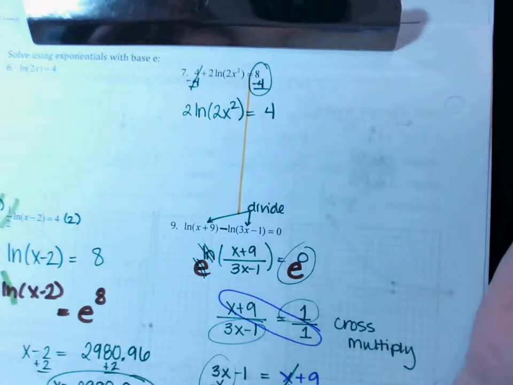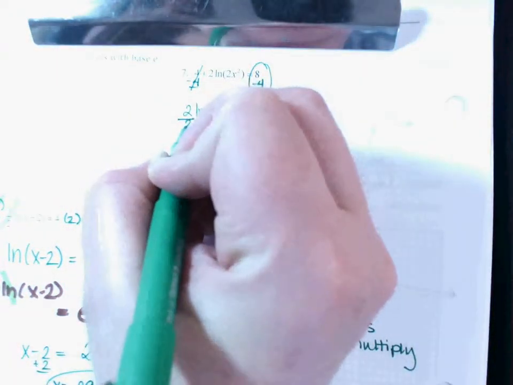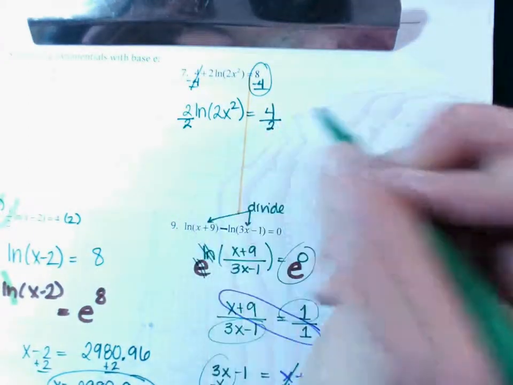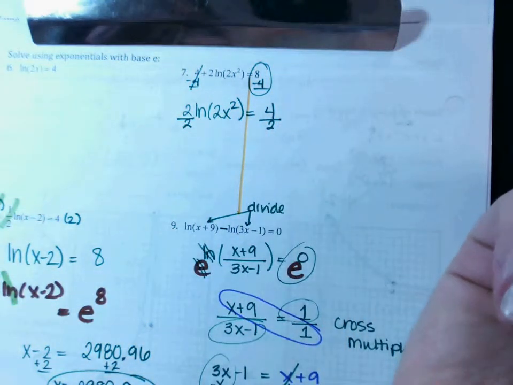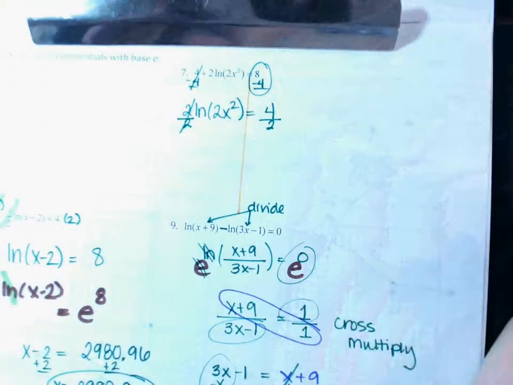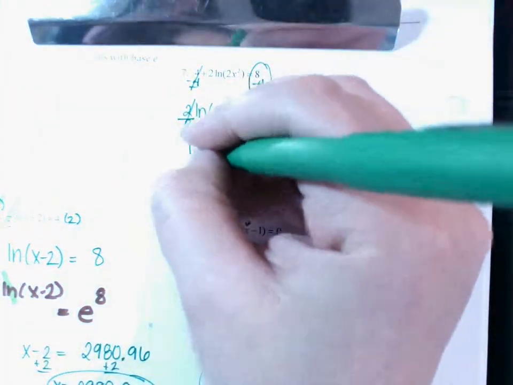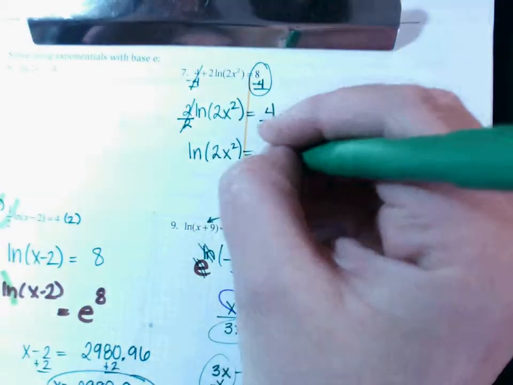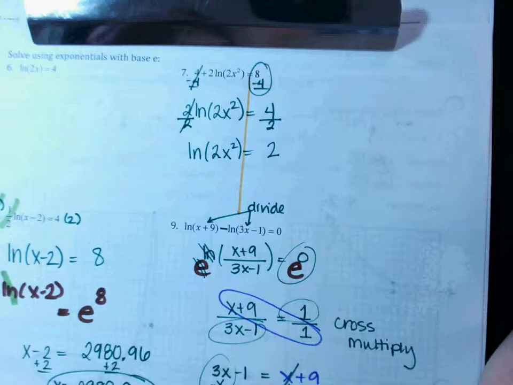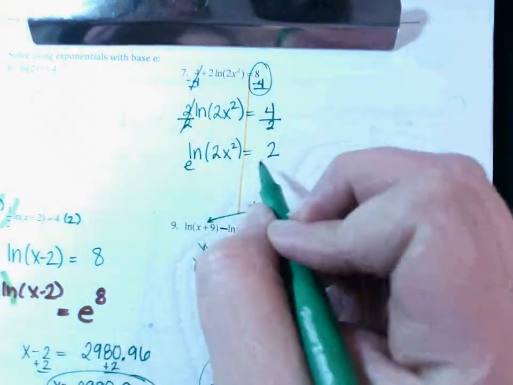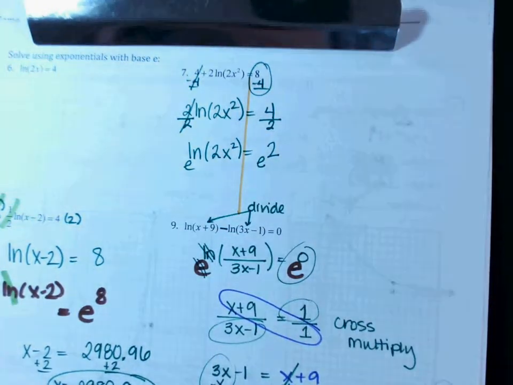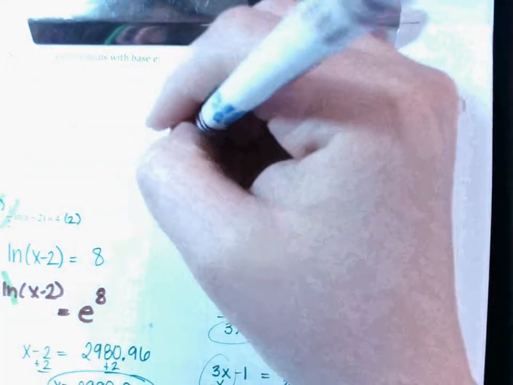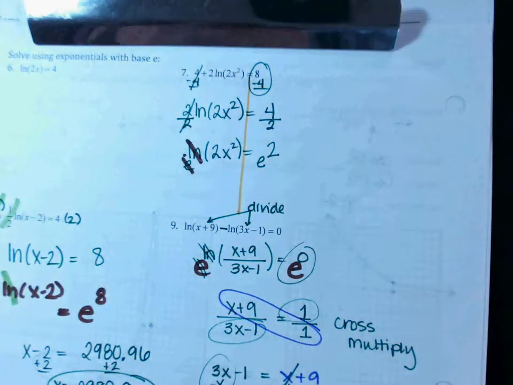What do we need to do now? You know, divide, put the 2 on the bottom. Does that mean below? Right? On bottom? And then we have ln 2x squared. And then put the e on both sides. And then e and ln cross out.